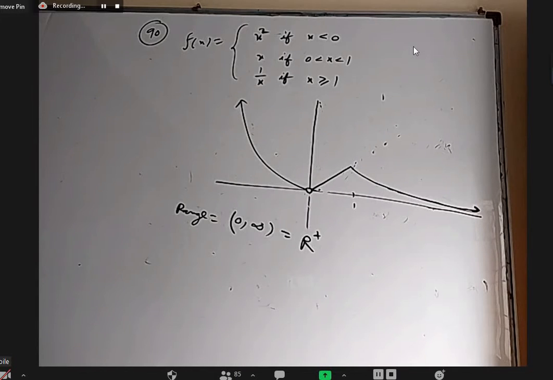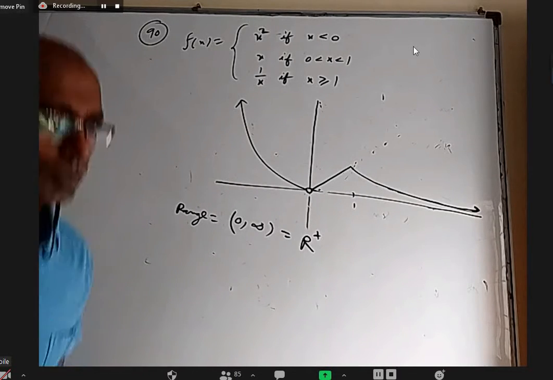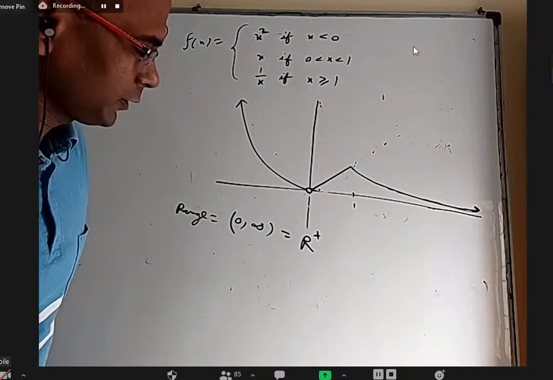Okay, anybody else has any other doubt regarding this 90? Okay, at 0 function is not even defined, right?